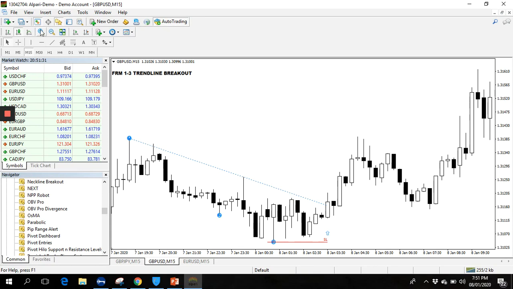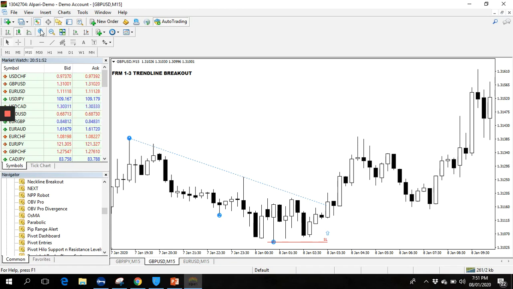Now, the 1 to 3 trendline pattern occurs in every market, and it is formed by supply and demand. This means you don't have to trade only on Forex with it. You can also trade commodities and stocks with it. Now, let's look at the pattern formation.